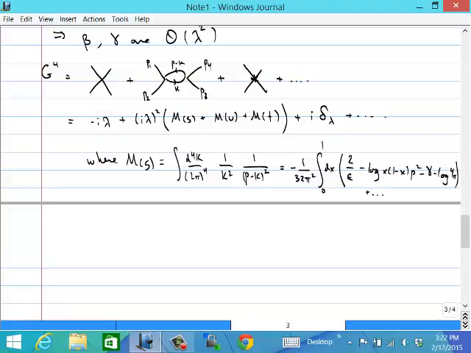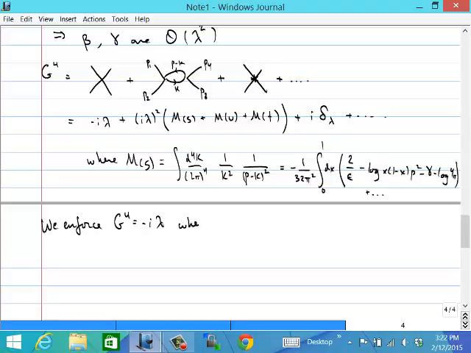And remember, we need to enforce the renormalization condition, which says that G4 is equal to minus i lambda when s is equal to m squared. That fixes the renormalization constant delta lambda.